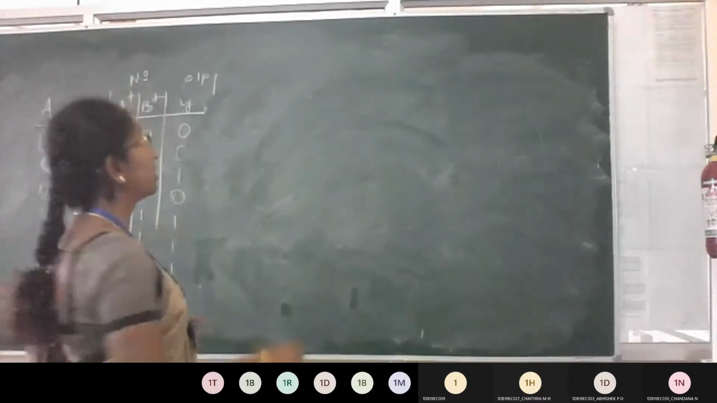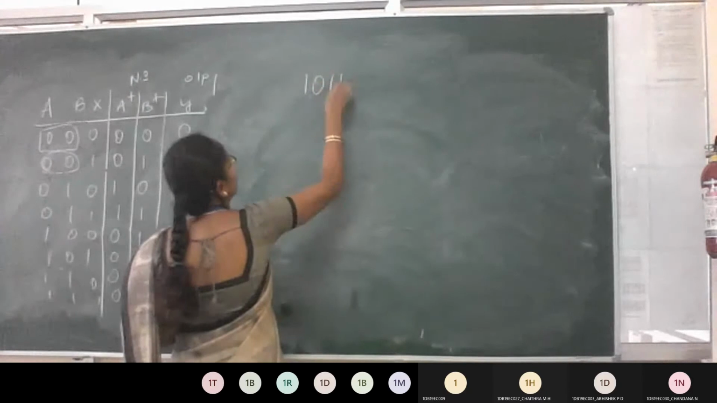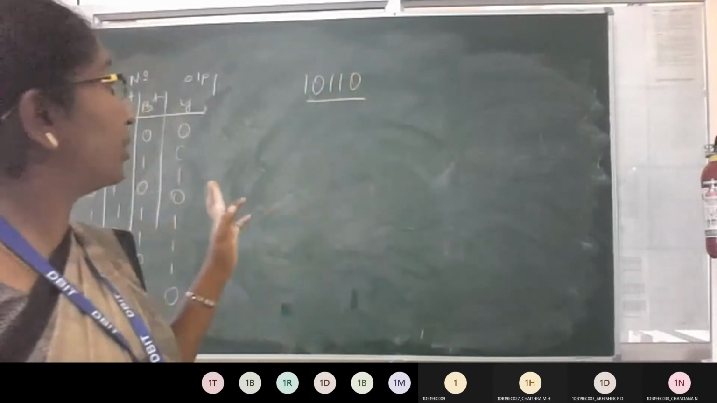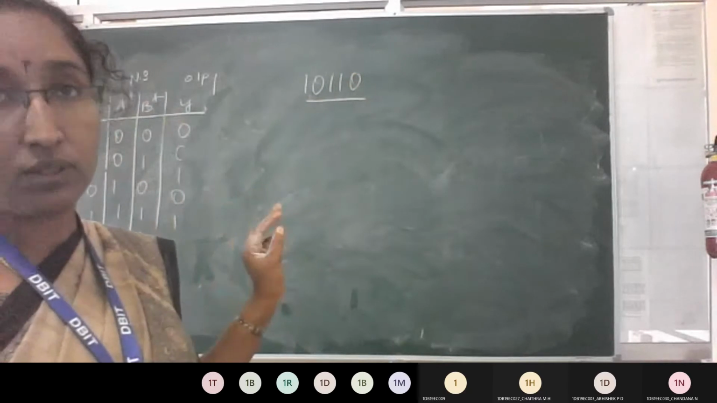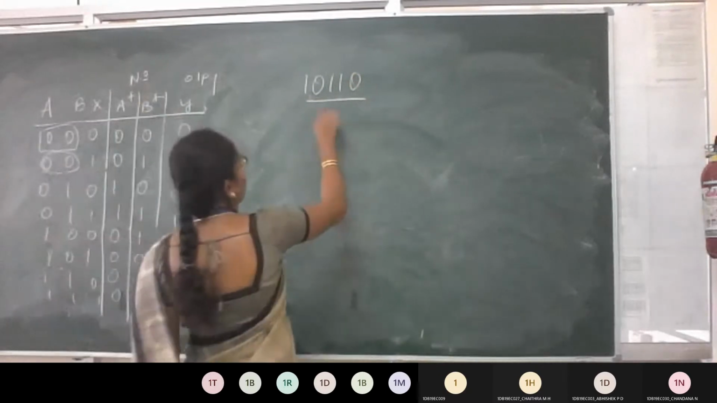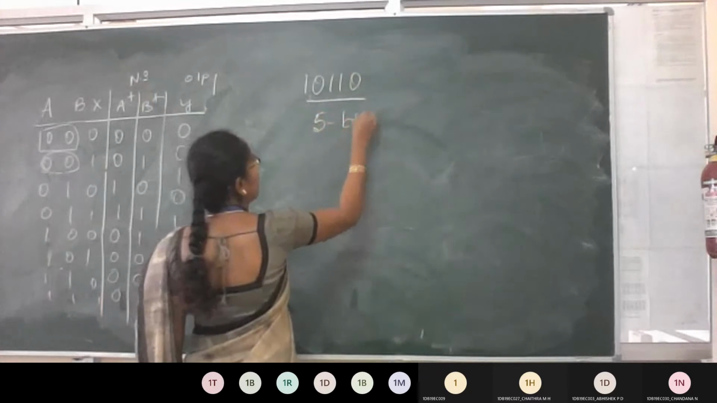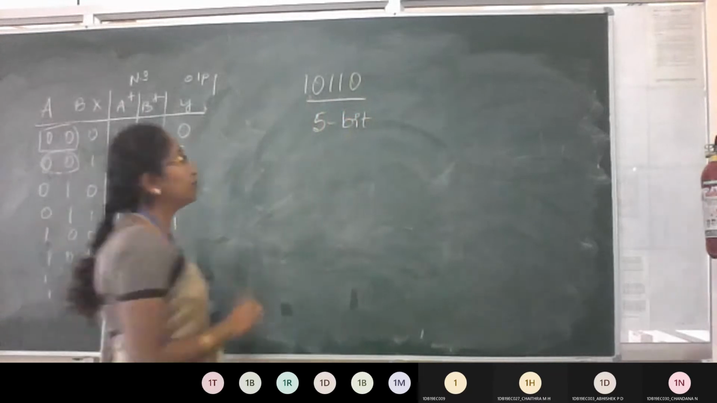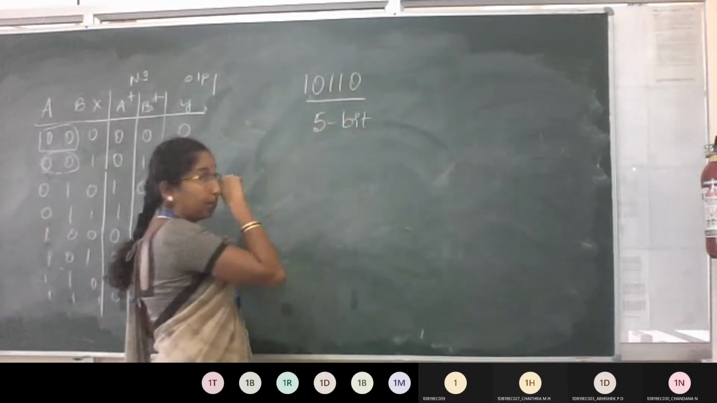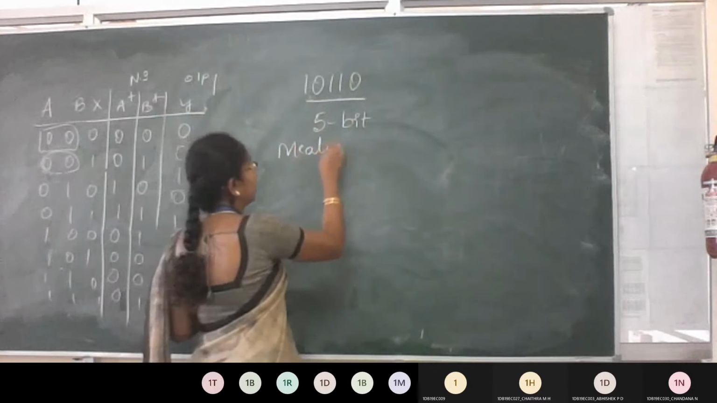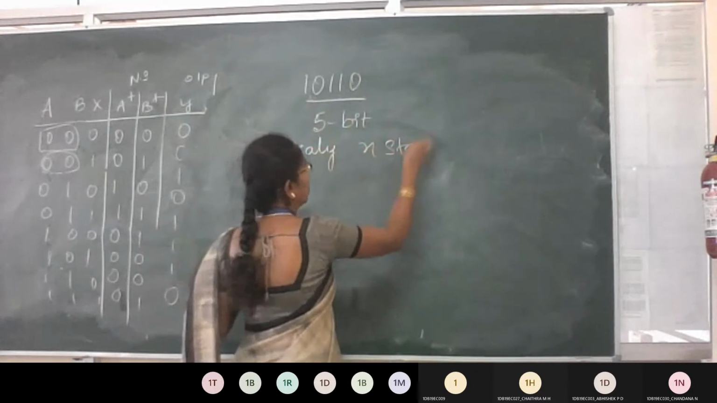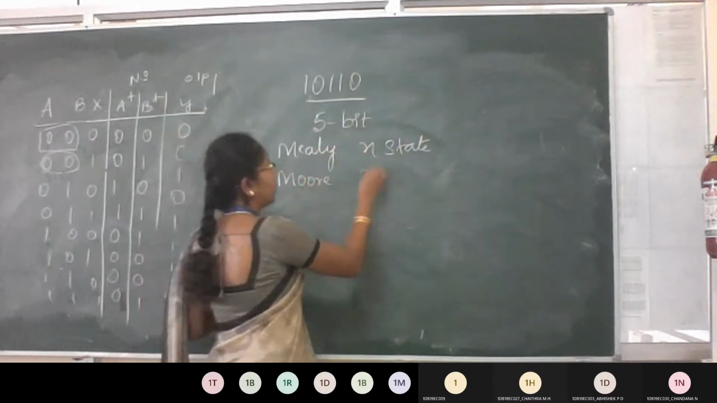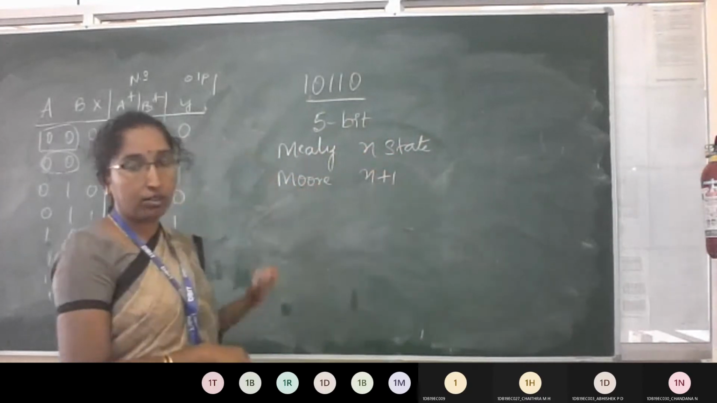So sequence detector, for example, they ask to construct a state diagram for the sequence. Say I have taken a sequence of 5 bits, 10110. So the sequence is 5 bits. You can construct using Mealy and Moore models. Both are possible, so just read the question properly. If it is Mealy, you require n states to draw the state diagram, whereas if they ask for Moore, you require one extra state, n plus one states.